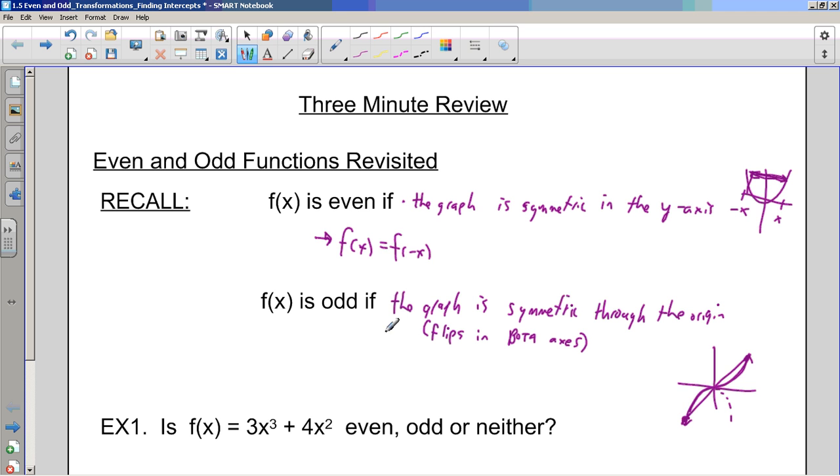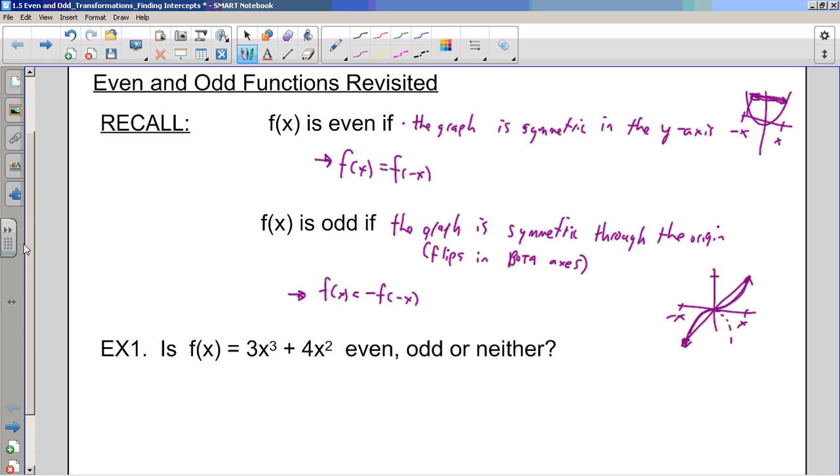And the way we think of this algebraically is f at x is equal to negative f of negative x. And this makes sense both ways. Here, if that's x, this is minus x, but the output value isn't the same. It's the negative, the opposite output value. And I also think of it as a flip in the direction of x and a flip in the direction of y. So algebraically and geometrically, the picture and the algebra make sense. That's what an odd function means.